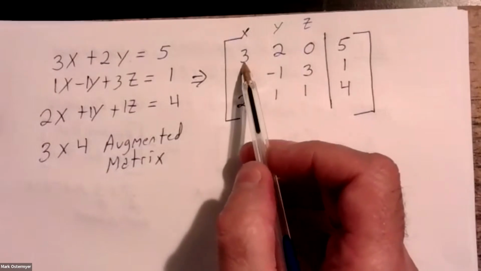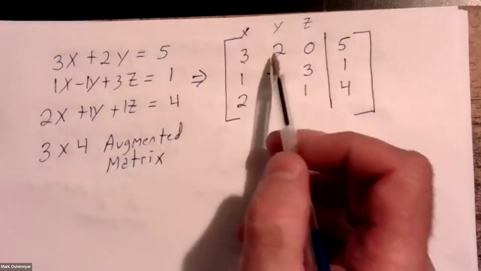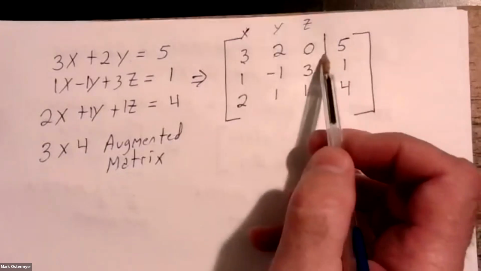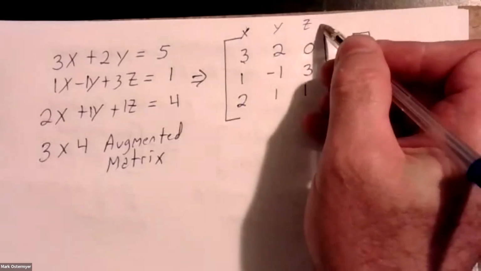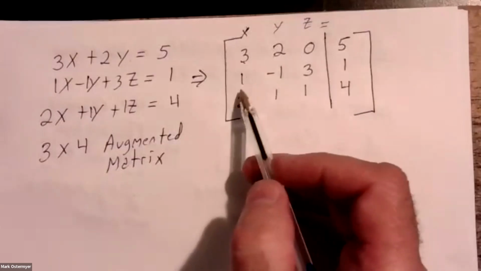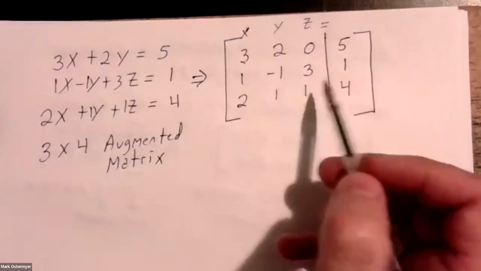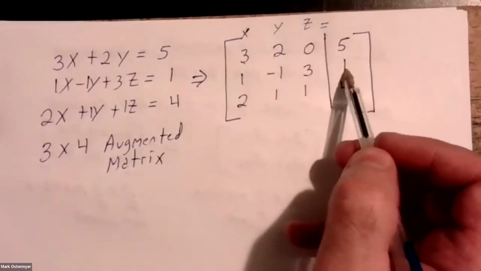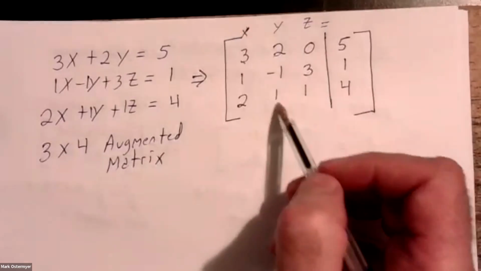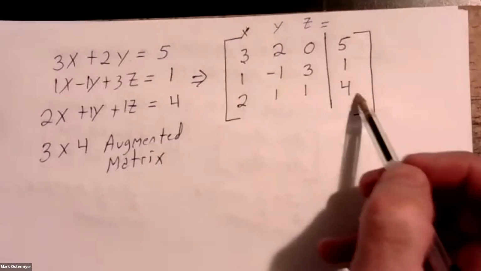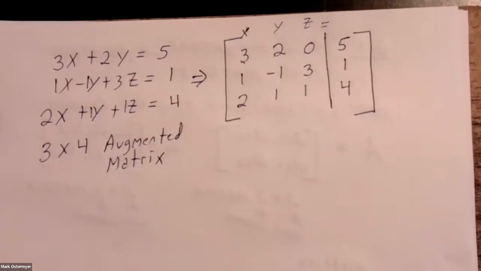Okay, so notice you would have the first equation as being 3x plus 2y plus 0z equals 5. This vertical bar means the equal sign. Second equation, 1x minus 1y plus 3z equals 1. Third equation, 2x plus 1y plus 1z equals 4. Okay. Any questions how I represented that system using a 3 by 4 augmented matrix? All right.